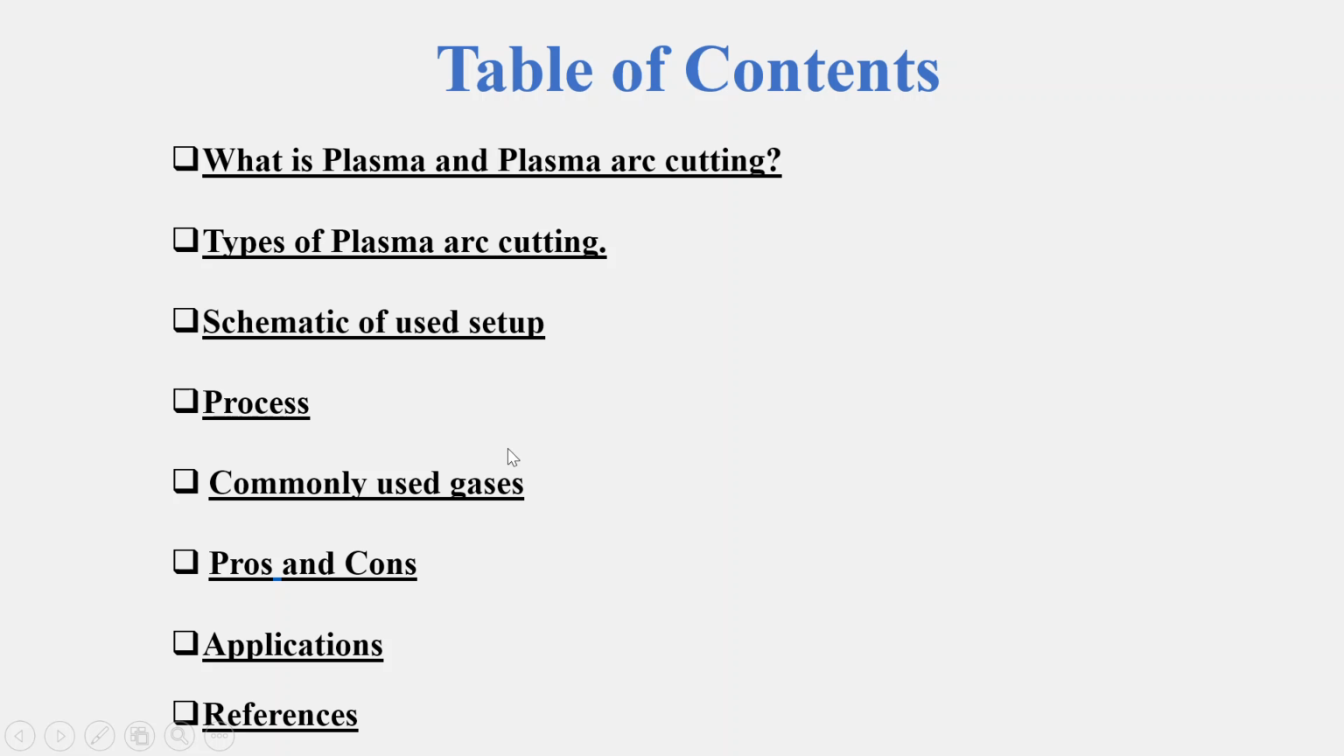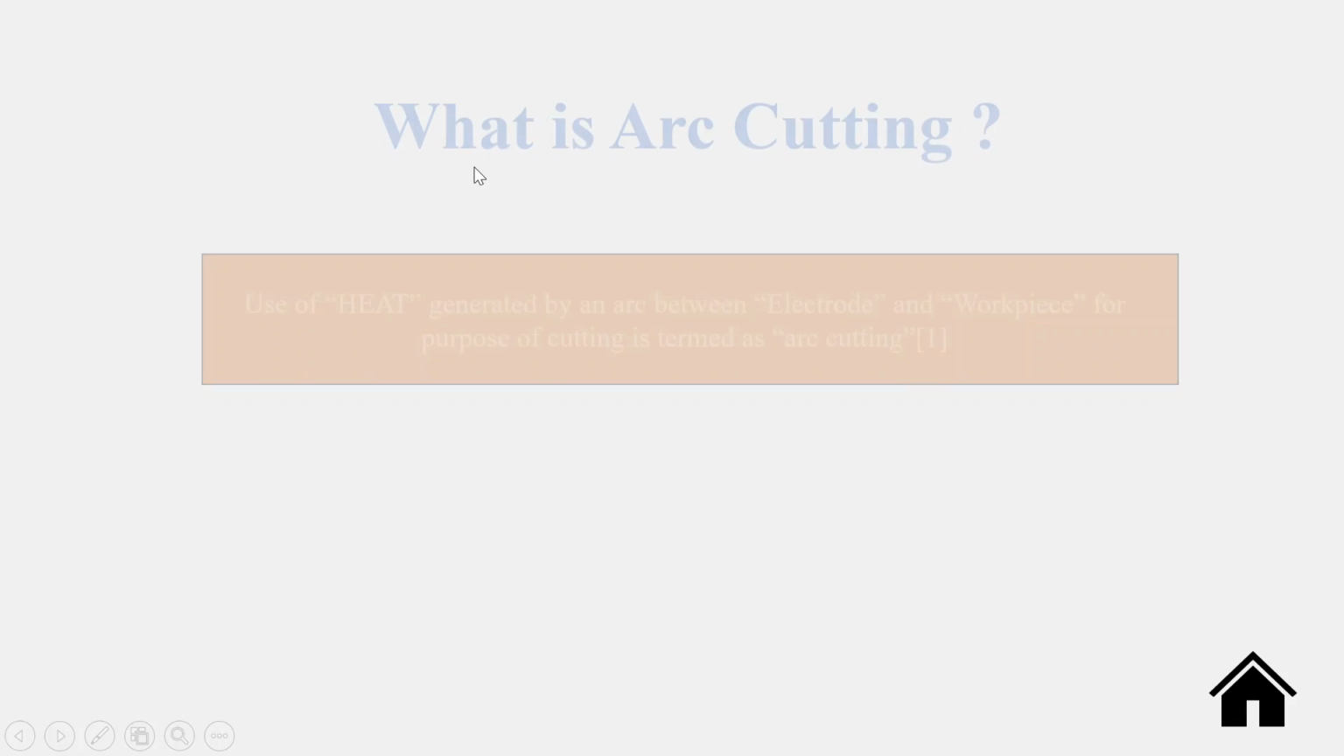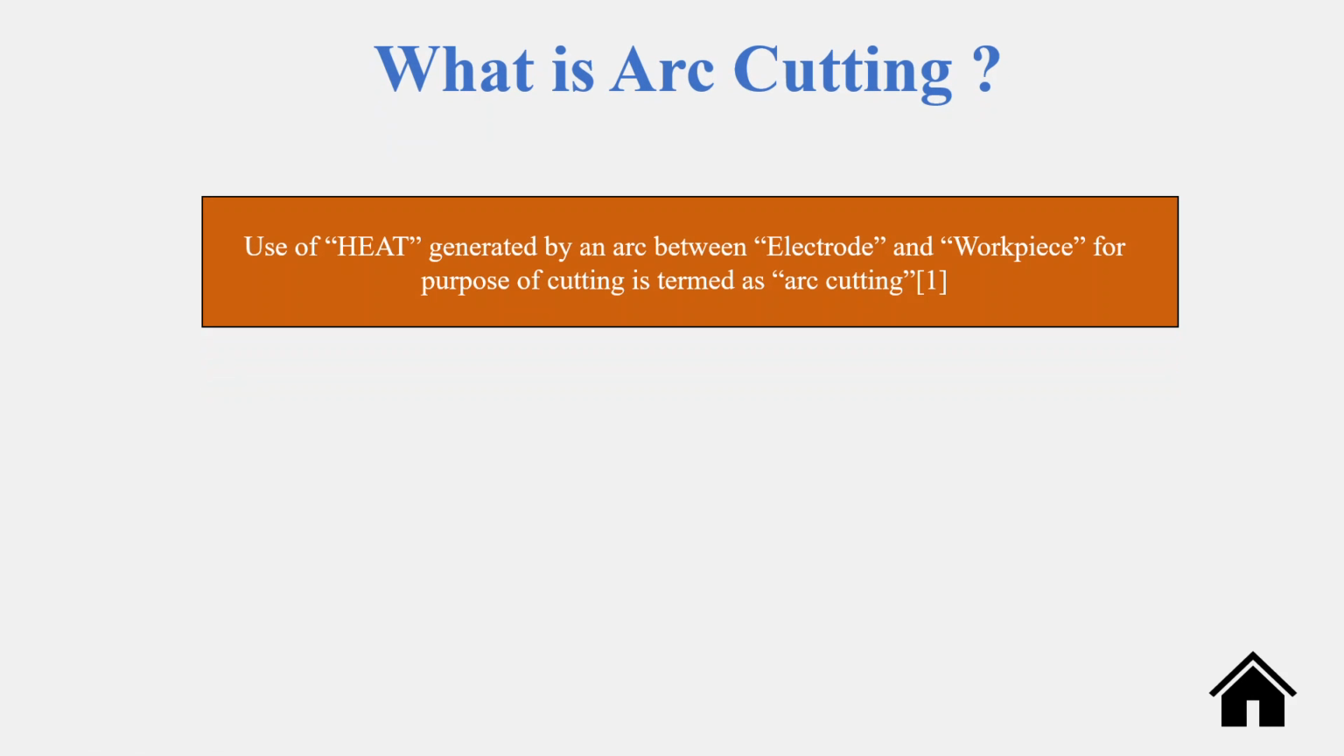So, starting from the very first thing, or what I should call very basic, is what plasma and plasma arc cutting are. If we divide plasma arc cutting, it is actually a combination of three words: plasma, arc, and cutting. Obviously, the cutting is very basic. The two terms left are plasma and arc. So we should know what plasma and arc are.